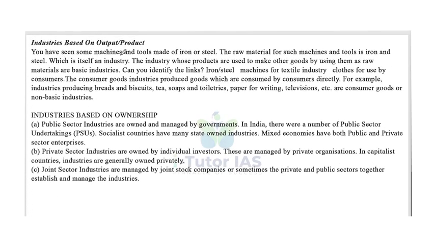You have seen some machines and tools made of iron or steel. The raw material for such machines and tools is iron and steel, which is itself an industry. Okay, so this is also an industry, that is the raw material for such machines, that is iron and steel, which is also itself an industry. The industries whose products are used to make other goods by using them as raw materials are basic industries. Okay, so what is this? The industries whose products are used to make other goods by using them as raw material. This is called basic industries.